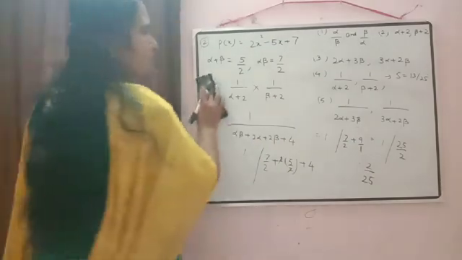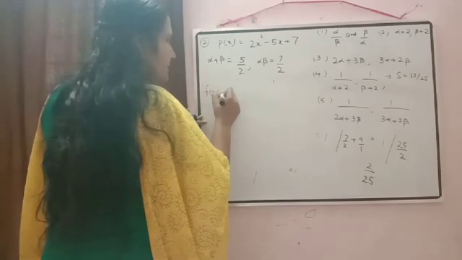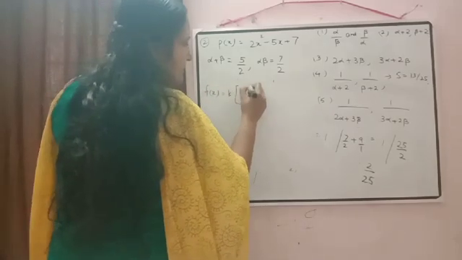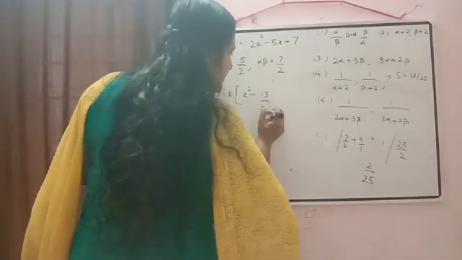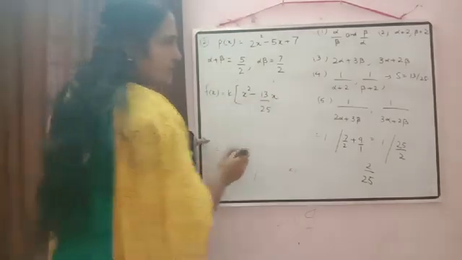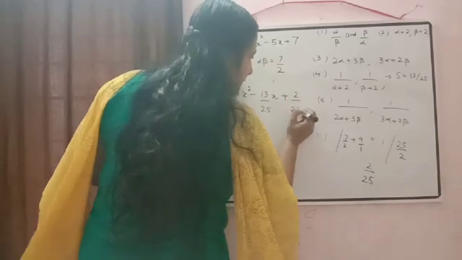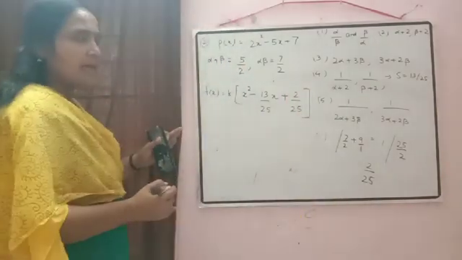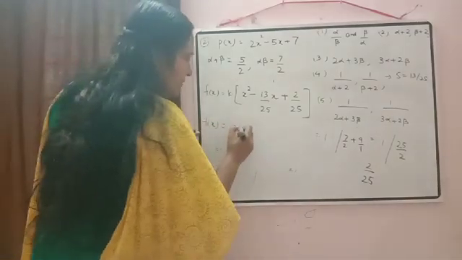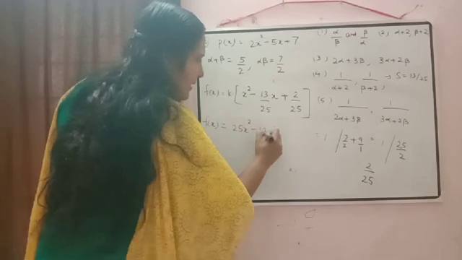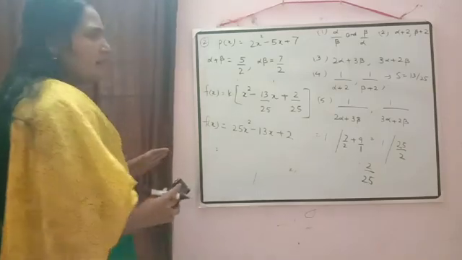Okay, now we will substitute the value. So write down the required polynomial f of x is equal to k into x square minus sum of the zeros, and sum we got here, it is equal to 13 by 25 into x plus product of the zeros. We got the product is equal to 2 by 25. Now we can take k is equal to 25. So required polynomial f of x is equal to 25x square minus 13x plus 2. Okay. Now the last question.